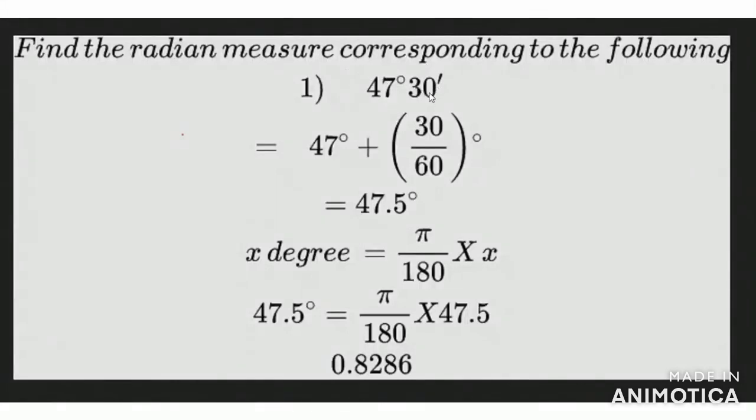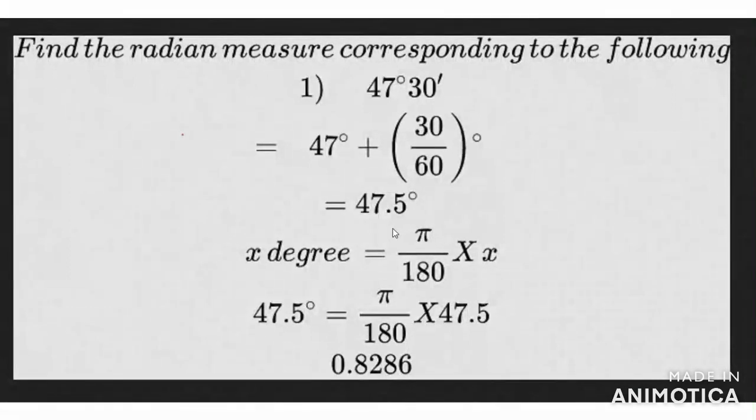You know that 1 minute is equal to 60 seconds and 1 degree is equal to 60 minutes. Therefore, here 30 minutes can be represented as 30 by 60 degree. And you can simply calculate this. 30 by 60 is equal to 0.5, and 47 degree plus 0.5 is equal to 47.5 degree.